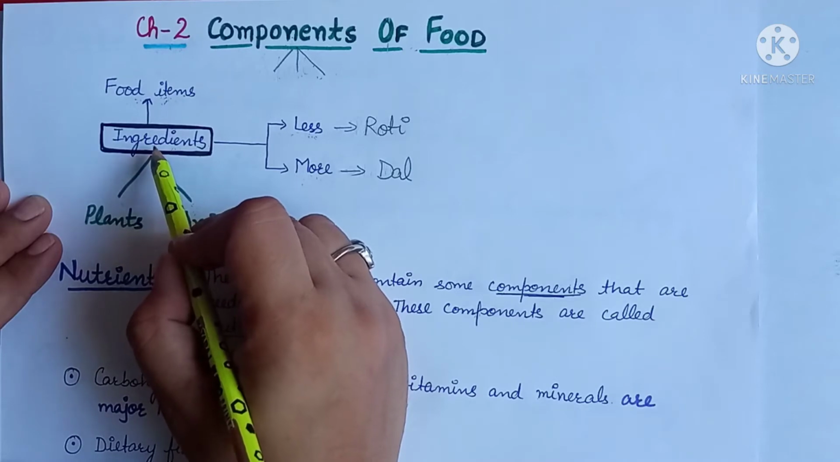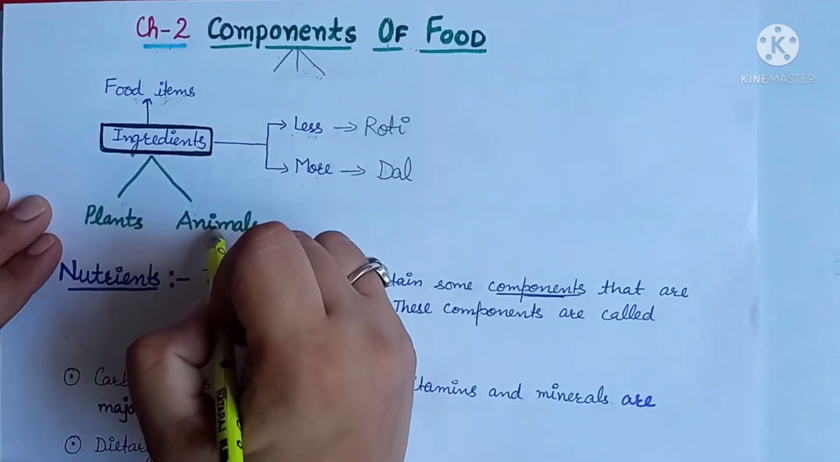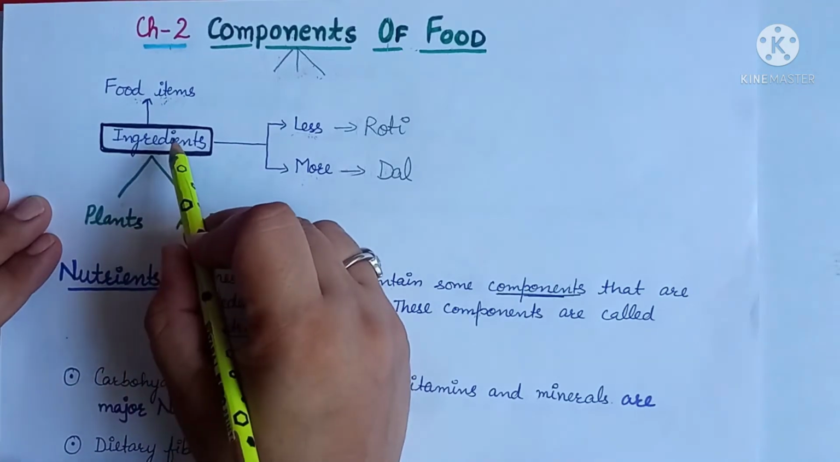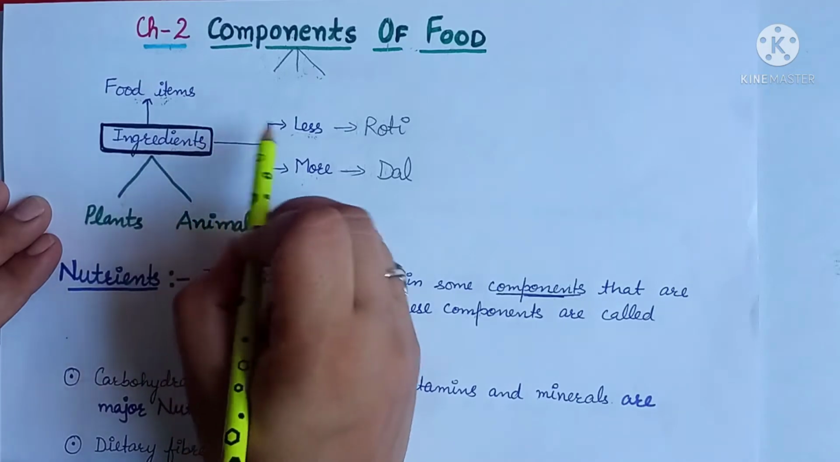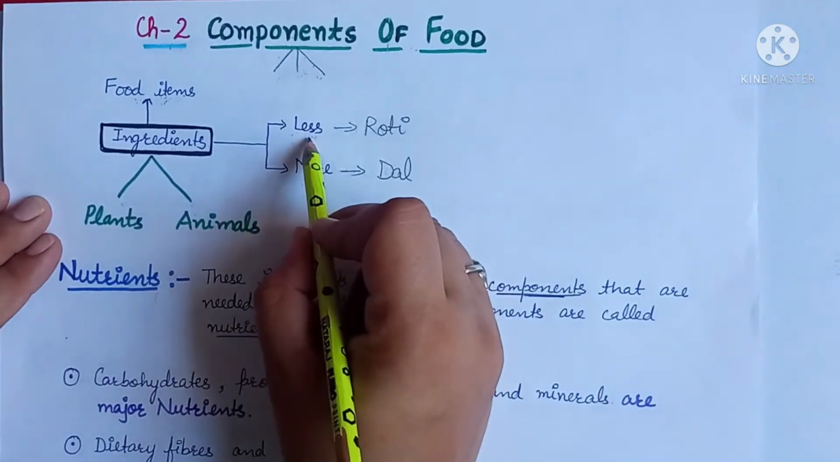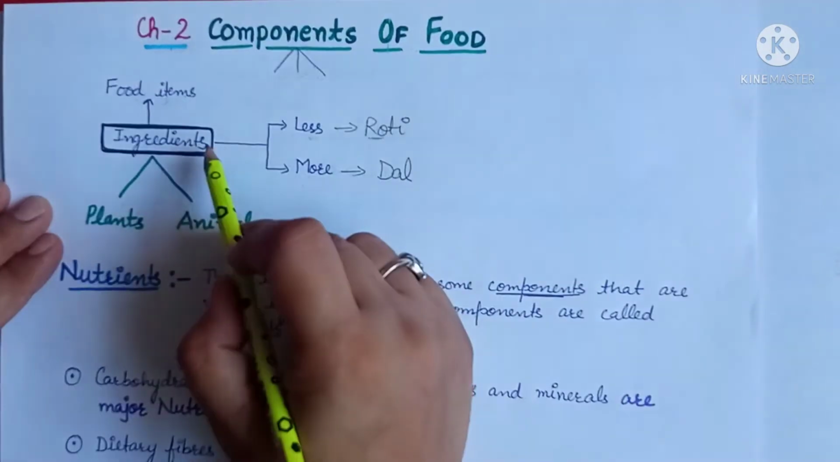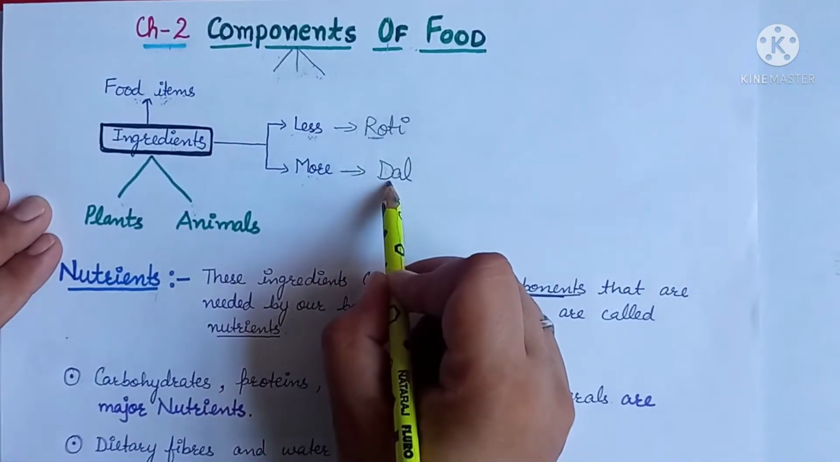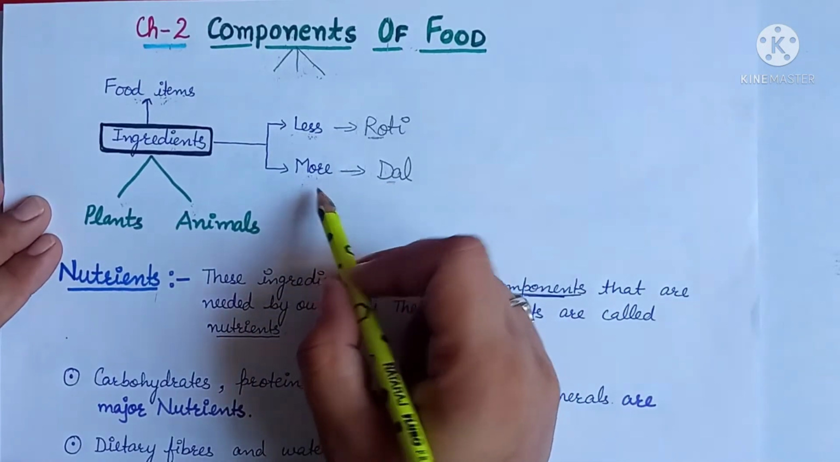As we know that these ingredients we will get from either plants or from animals. So to make a food item, we can use less ingredients as well as more ingredients. For an example, if we are preparing roti, we need less ingredients. If we are preparing dal, we need more ingredients.